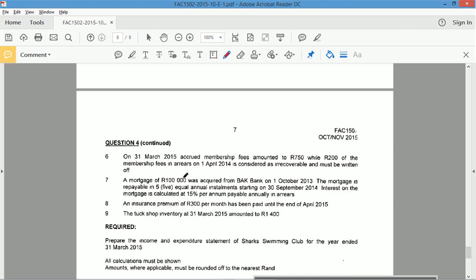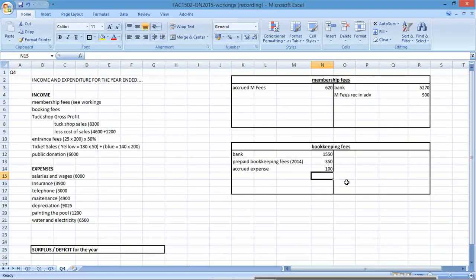On 31st March, accrued membership fees amounted to 750, while 200 of the membership fees in arrears of 1st April was irrecoverable. So accrued membership fees for this year is 750. Accrued membership fees is an asset, so debit that, credit this. Accrued M fees, brackets 2015. How much? 750. That goes here.